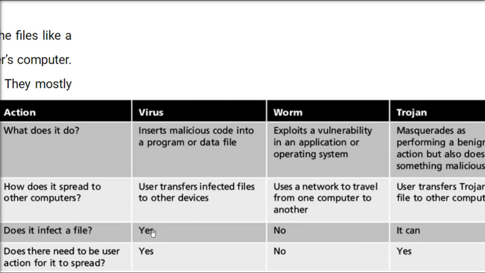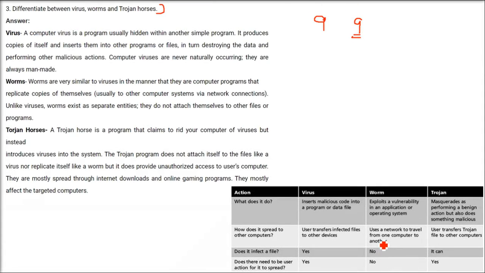Does it infect a file? Virus, yes. A worm won't affect another file. A Trojan may not, but a virus will affect the files. A worm will replicate itself; it has another way of attacking. Does there need to be a user action for its spread? Yes for a virus, yes for a Trojan. A worm doesn't need it; it spreads by itself. So what I'm trying to suggest here is that you can secure your system using antiviruses.